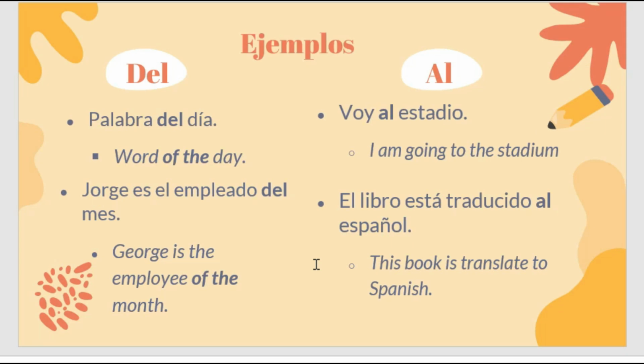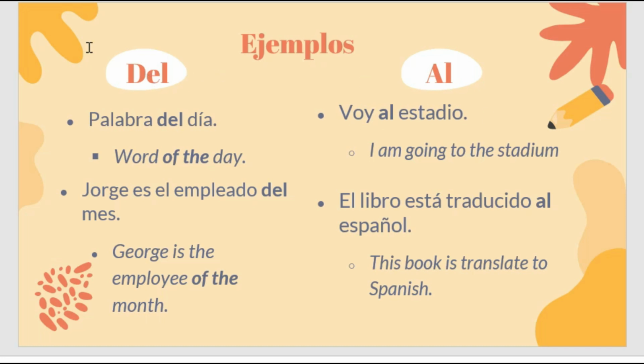So, a la derecha, al. Voy al estadio. I'm going to the stadium. El libro está traducido al español. This book is translated to Spanish. Ahora, inglés a español. This book is translated to Spanish. El libro está traducido al español. I'm going to the stadium. Voy al estadio.